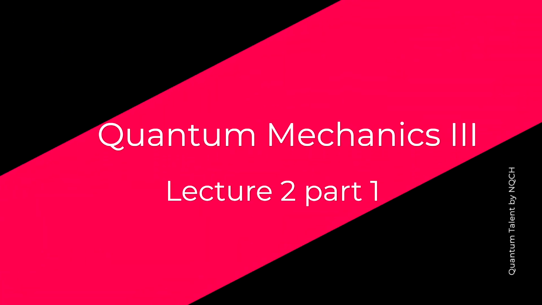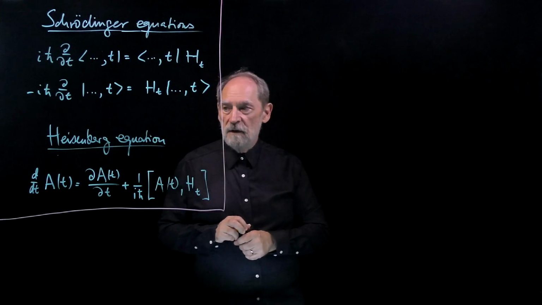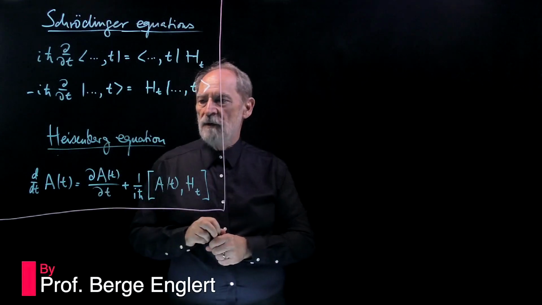Welcome back. In the previous lecture, we established the equations of motion by Schrödinger for kets and bras and by Heisenberg for operators. In this lecture, we studied the time dependence of the probability amplitudes of a qubit with the Schrödinger equation. We talked about these Schrödinger equations, one for the bras and one for the kets, and a Heisenberg equation for the operators.